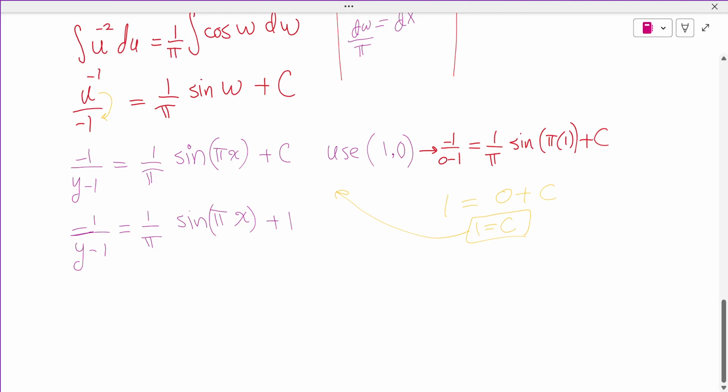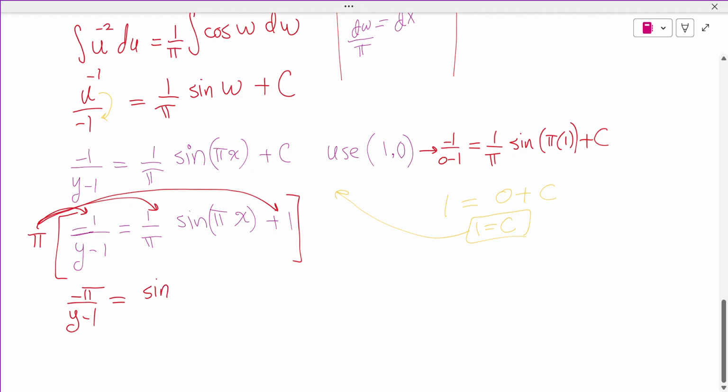Now I want to multiply everything by pi in order to get rid of this here. So let's multiply both sides by pi, and also the 1. So negative pi over y minus 1 equals, now pi with 1 over pi gets cancelled, sine of pi x plus pi.